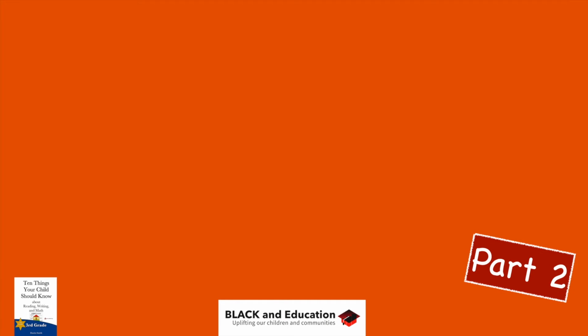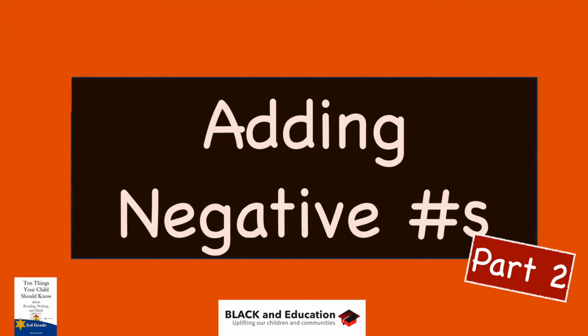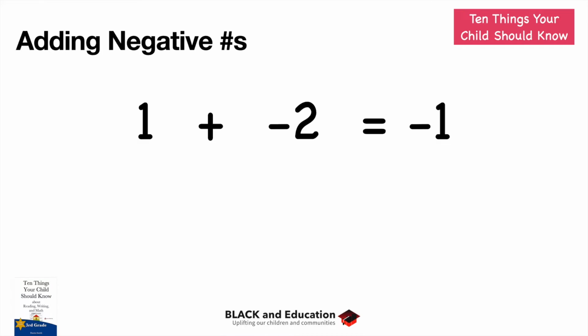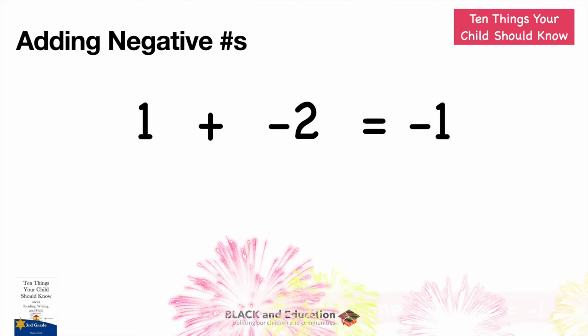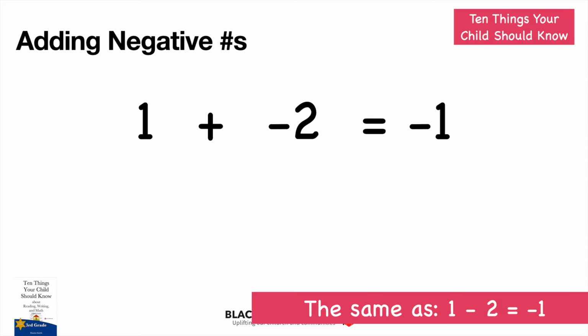So let's look at adding negative numbers again. Let's look at, kind of a part two to adding negative numbers, because when you look at it, sometimes you're not always going to have a number line. You're going to have to be able to figure out how to add negative numbers even when you don't have a number line.